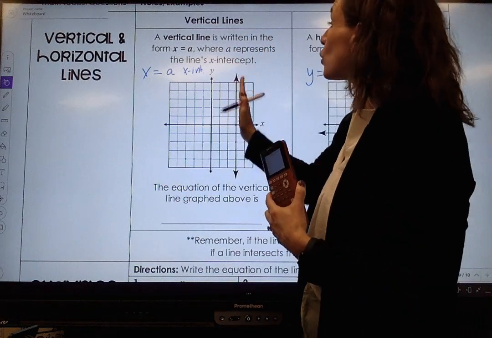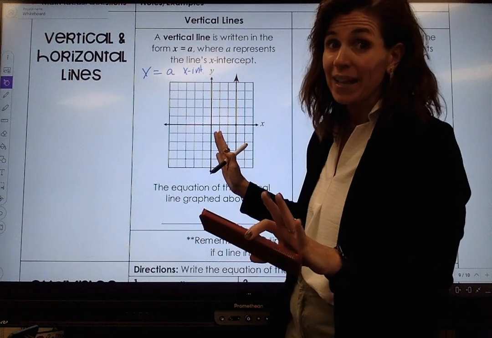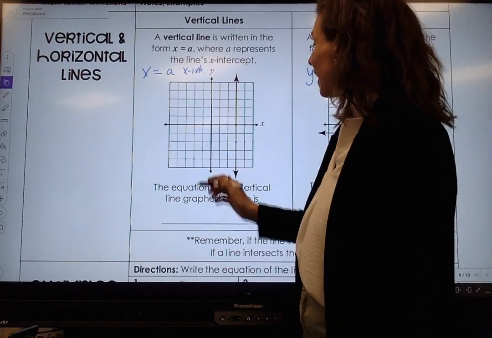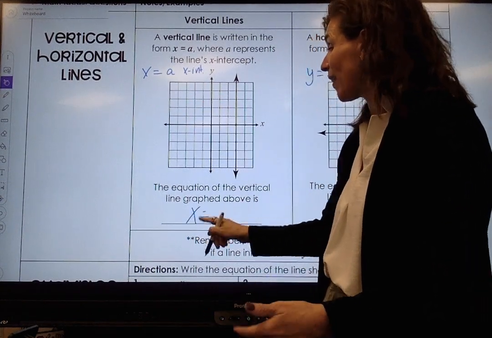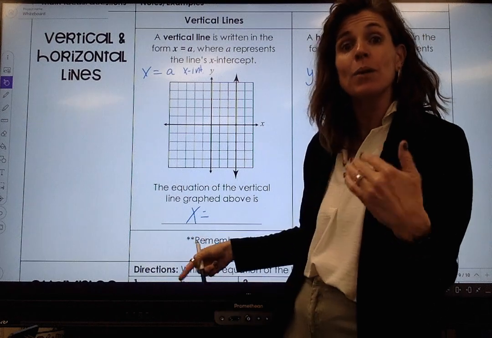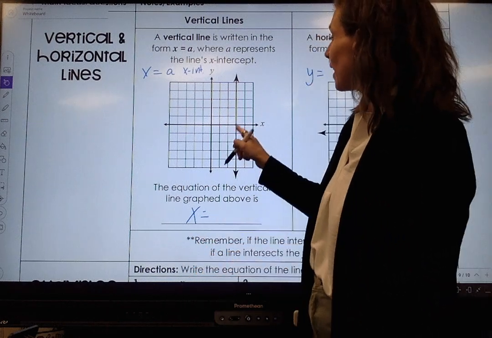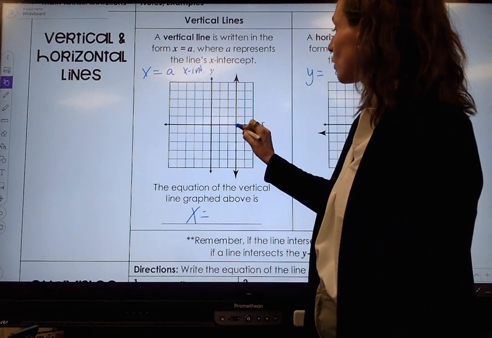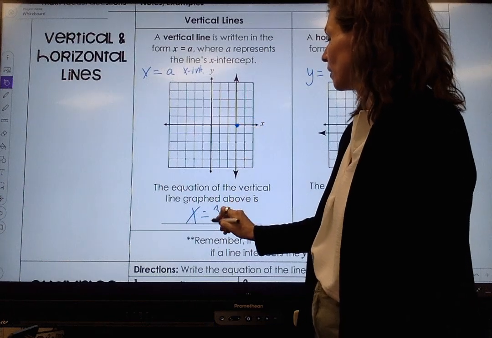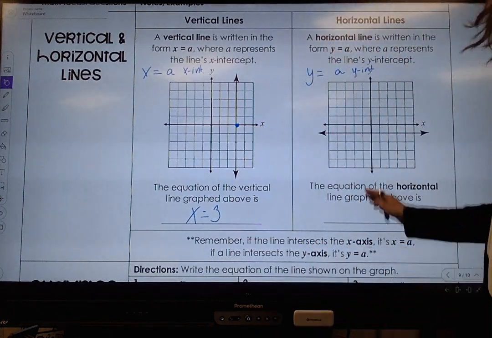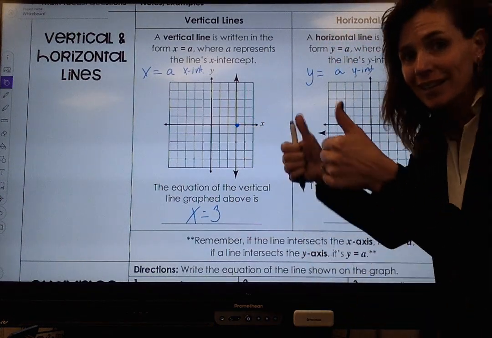So this, your slope is undefined, bad situation. And it's going to be x equals because that's not easy to graph. I can't graph an x equals. It has to be y equals. So this line is going to be x equals, where does it cross the x-intercept? 3. So x equals 3. My y-intercept, that's good. He's alive.